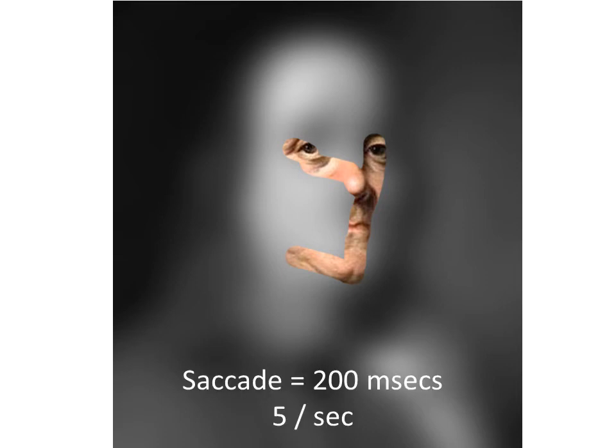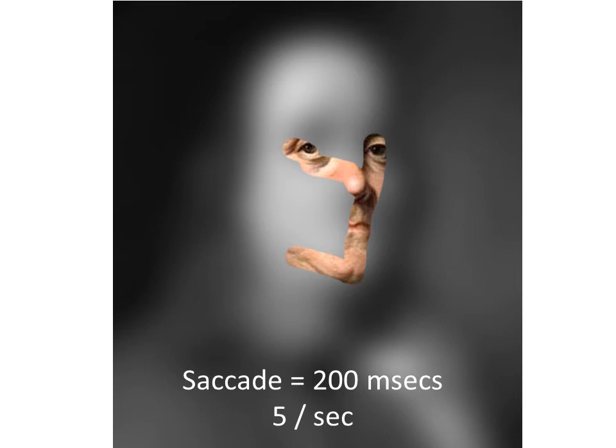So the reason you think you see in detail is every time you want to think about a particular detail, like his nose or the other eye, your eyes automatically jump to that point. Every time you think about concentrating on something, your eyes automatically jump to that point. Now, this jumping around of the eye is called the saccade. And the saccade happens every 200 milliseconds.